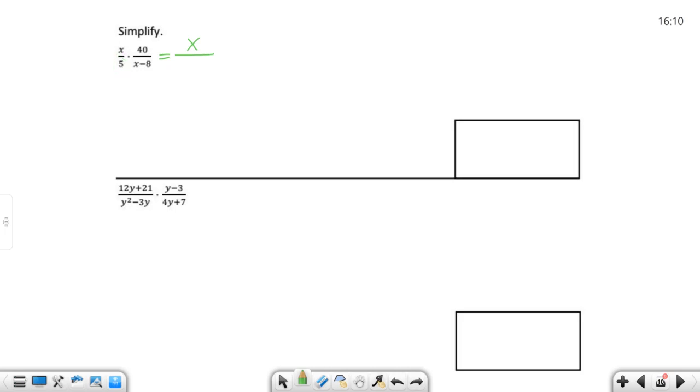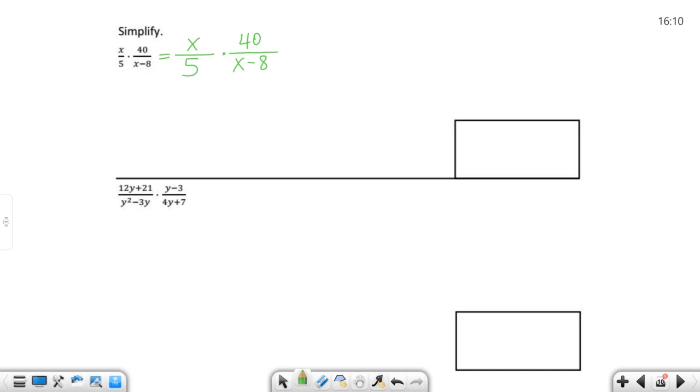No. So it's going to stay in my denominator of my first fraction. Then times, can I factor 40? The answer is no, I cannot factor 40 as well. And then can I factor x minus 8? No, I cannot. So we bring over here x minus 8.